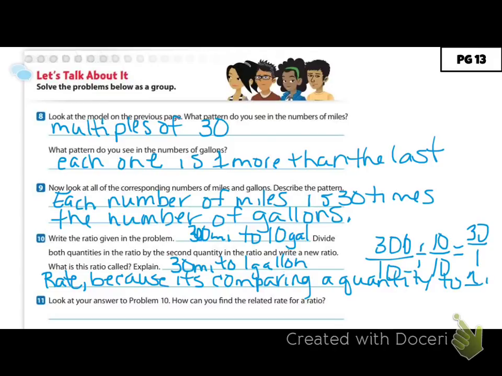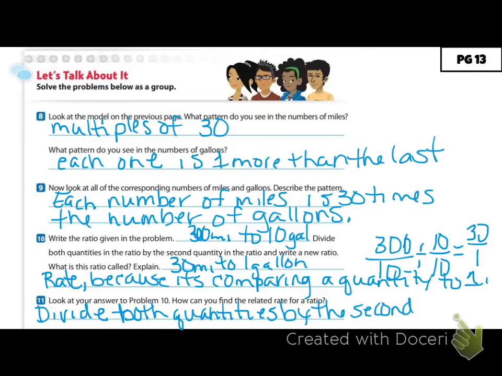Number 11, look at your answer to problem 10. How can you find the related rate for a ratio? Well, to find the related rate for a ratio, we have to divide both quantities by the second number. So in this case, we did 300 over 10 divided by 10. We're dividing by that bottom number.